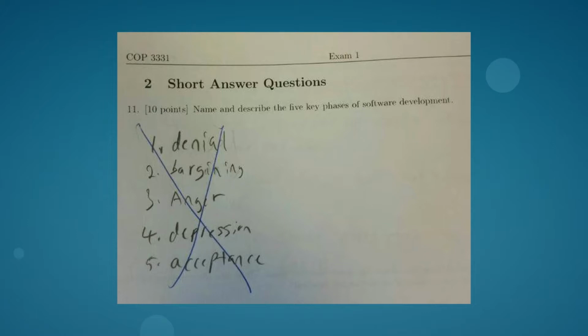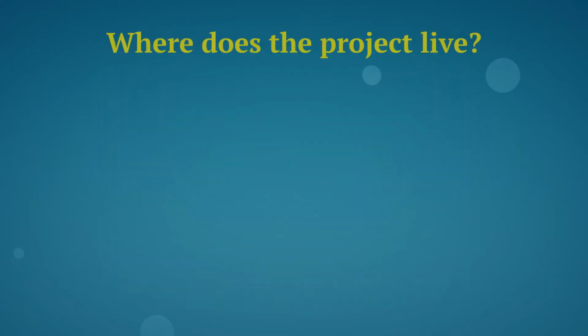So it can sometimes feel like this when you're looking at code quality. Name and describe the 5 key phases of software development. Denial, bargaining, anger, depression, and acceptance. I don't think it should have gotten an X. That should have gotten full points on that one.